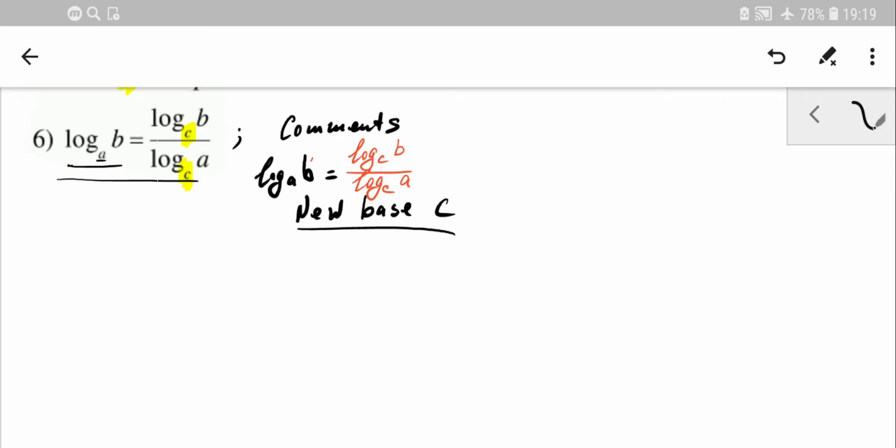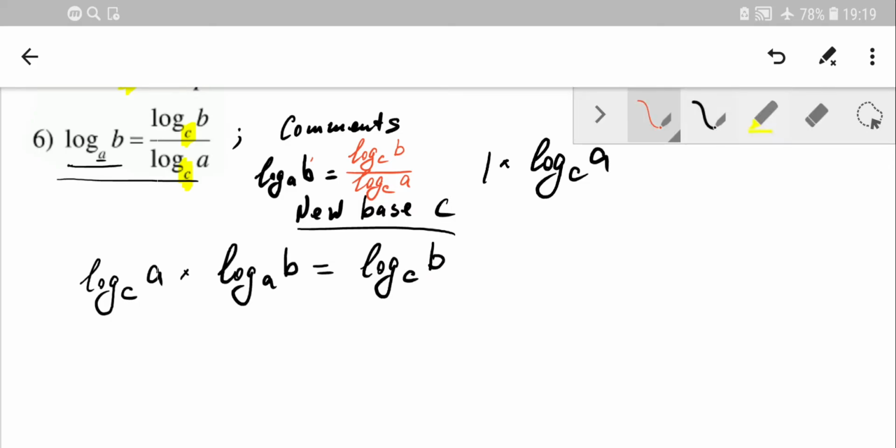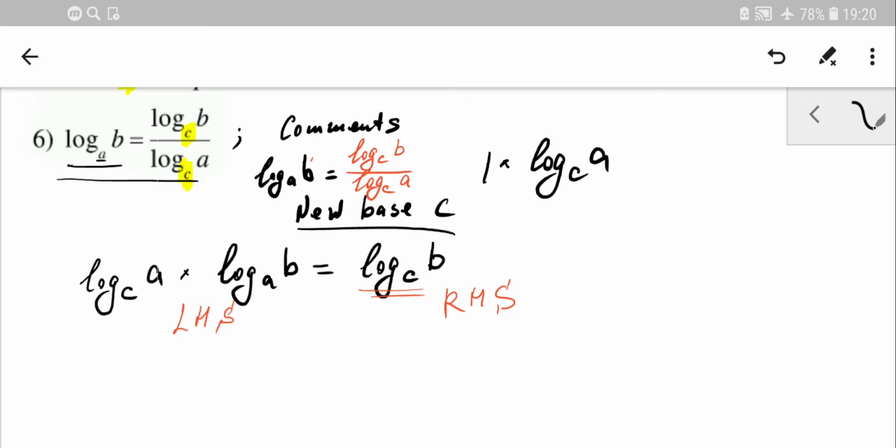Okay, so how to prove? Let's see. I'll do the following. I'll just multiply both parts by log_C A in order to have no fractions. And I'll get log_C A times log_A B. And on the right side, log_C A will be cancelled, so we'll stay with log_C of number B. So we need to prove that the left-hand side should be equal to the right-hand side, which is log_C B. So what we're gonna do here, log_C A times log_A B.